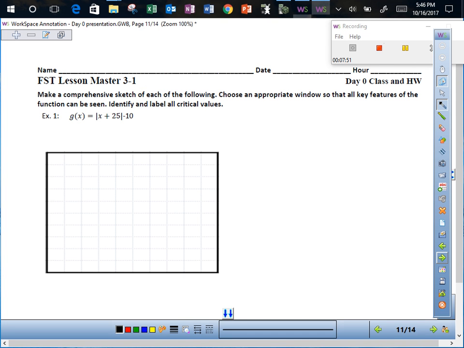So that takes care of our parent functions that I wanted to review with you. Now, what we do from there is we take those and we move them, we translate them, we stretch them, we compress them. So here's where I'll slow down a little bit. What I'd like for you to do is graph the absolute value of x plus 25 minus 10.